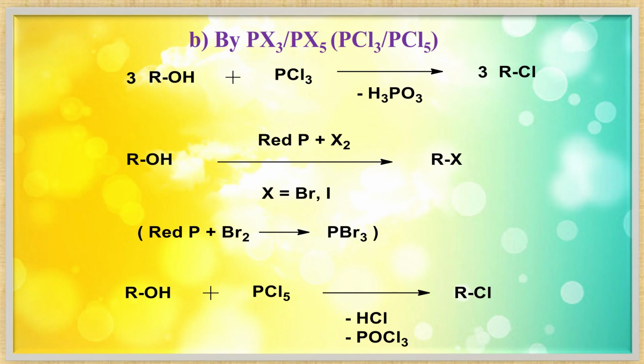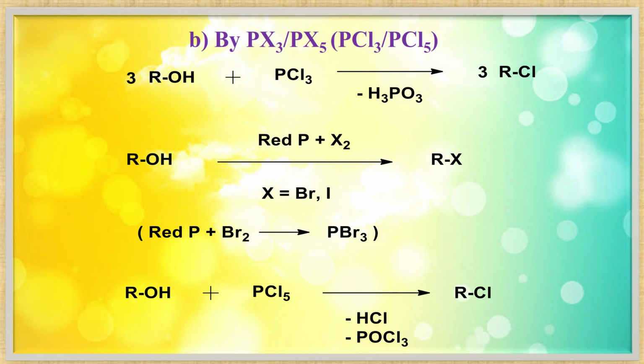When you use PCl3, the reaction will be 3ROH plus PCl3 gives rise to 3RCl plus H3PO3. You simply, for balancing, put 3ROH. Remember it. When you are using PCl3, you use 3 alcohol to get 3RCl. But when you are using PCl5, no problem. ROH plus PCl5 gives you RCl as the product, along with the byproducts POCl3 and HCl.